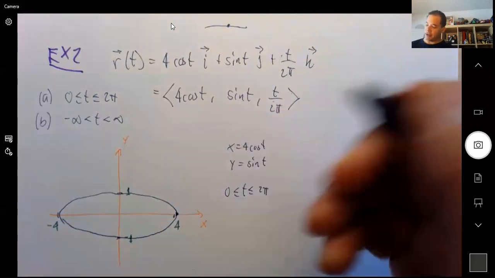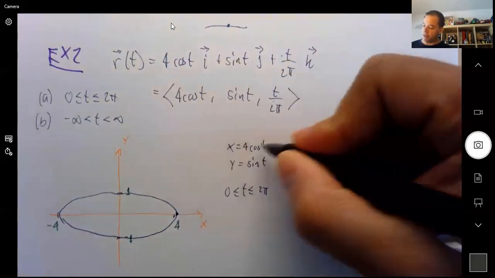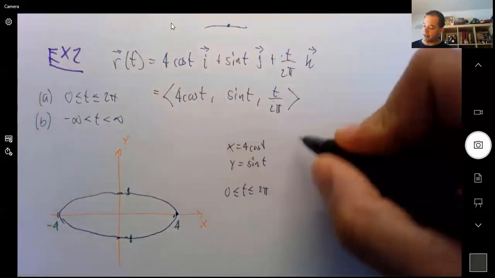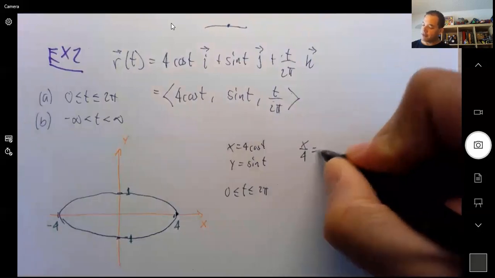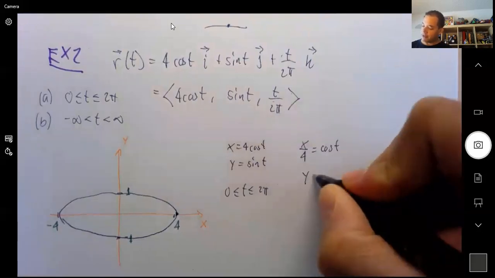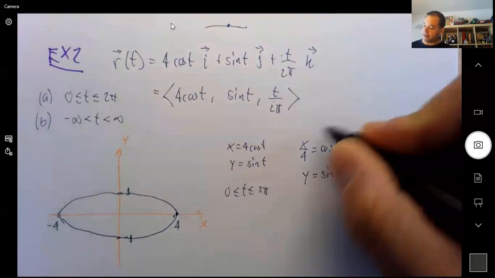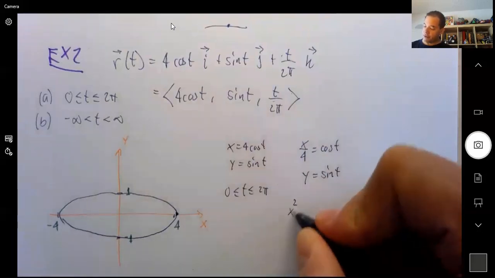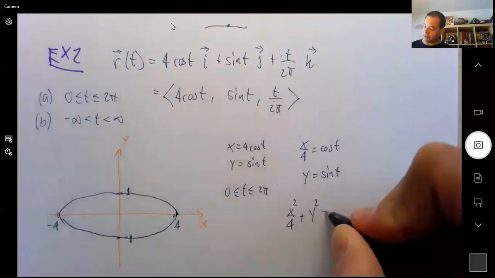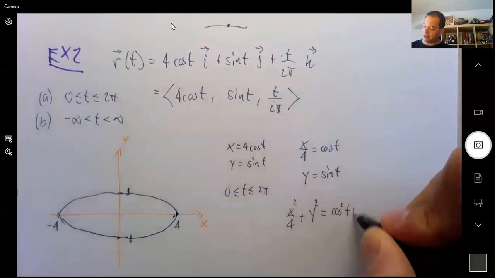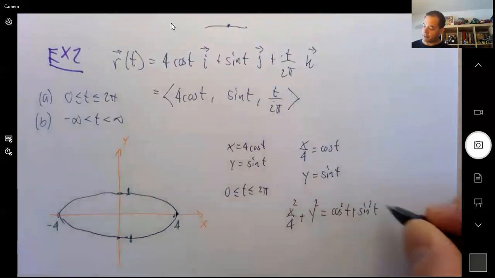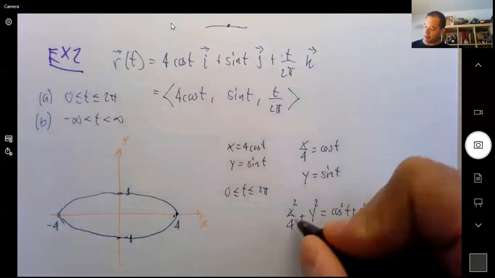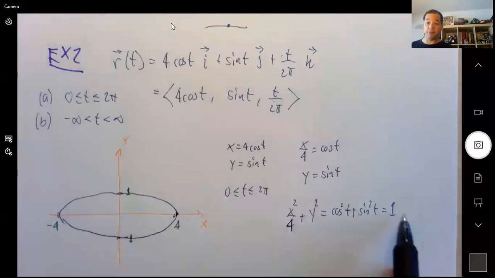Now let me convince you that it really is an ellipse. Something you can do is solve for cosine and sine. So x over 4 is cosine and y is sine, and then square them and add. So you get x squared over 4 plus y squared equals cosine squared plus sine squared, which we know is 1. And if you remember from high school, this is exactly the equation of an ellipse, right?